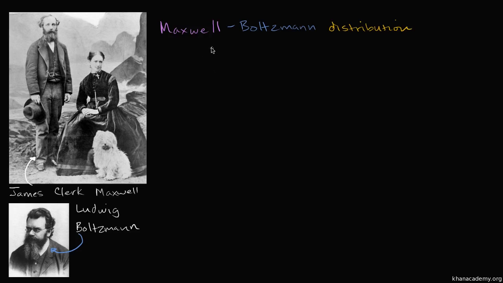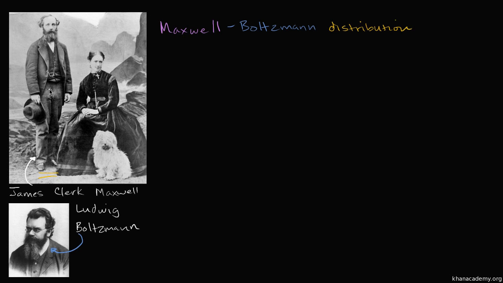So let's think a little bit about the Maxwell-Boltzmann distribution. And this right over here is a picture of James Clerk Maxwell, and I really like this picture. It's with his wife, Catherine Maxwell, and I guess this is their dog. James Maxwell is a titan of physics, famous for Maxwell's equations.